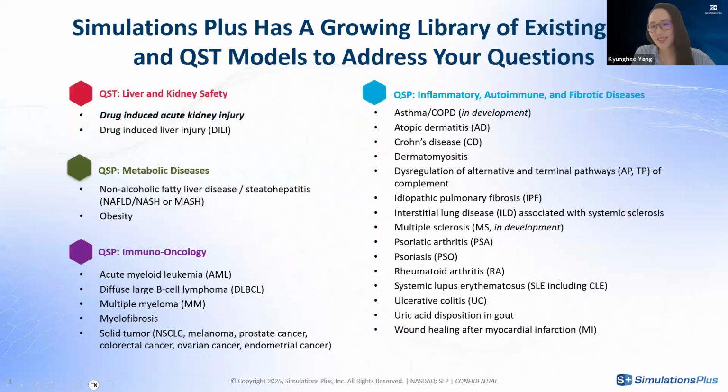We will talk about DILIsym, but we have a variety of different platforms and models, both QSP and QST models, already developed and validated for prediction of toxicity and efficacy. For toxicity QST models, we have DILI, liver injury, and kidney injury models here. And we have efficacy prediction models for metabolic disease, immuno-oncology, and other inflammatory, autoimmune, and fibrotic diseases. So just highlighting our capability at our QSP group.